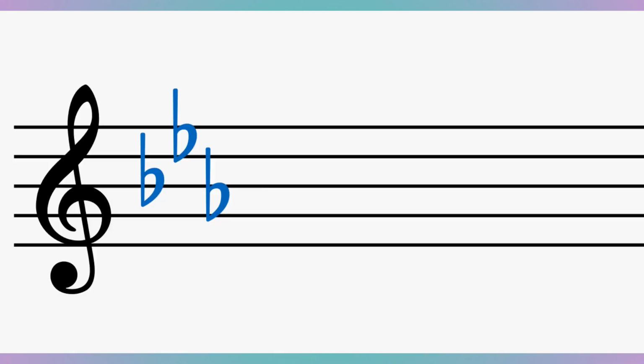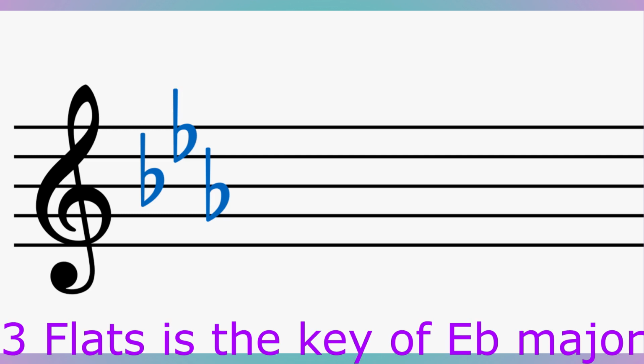So let's start with this key signature. There are 3 flats. Reading left to right, I have B flat, E flat, and A flat. The second to last flat is E flat. So this is the key of E flat major.